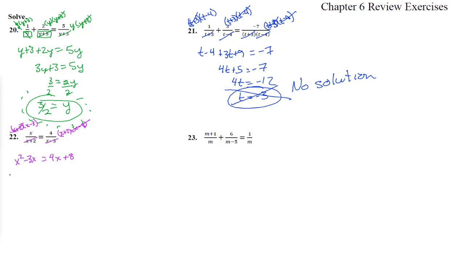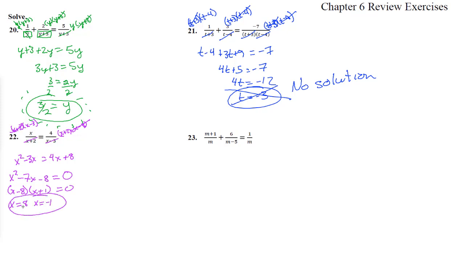So subtract 4x from both sides, and we get x squared minus 7x. Subtract 8 over here, and now we are equal to 0. Then we have to factor this. Leading coefficient is a 1. So we get x minus 8 and x plus 1 equal to 0. And that gives us two answers. x equals 8 when we set this factor equal to 0. And if we set this one equal to 0, x plus 1 equals 0. Subtract 1 from both sides and we get x equals a negative 1.